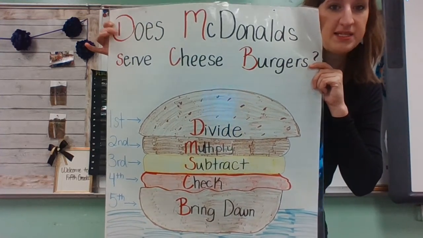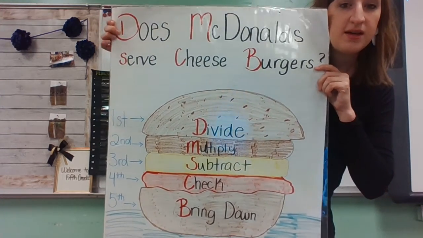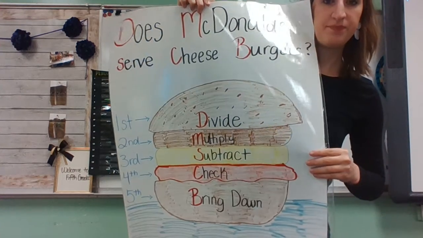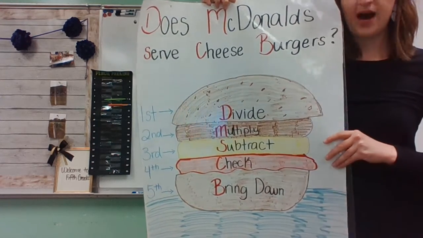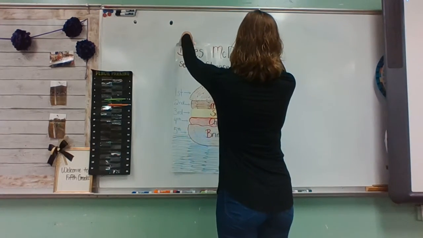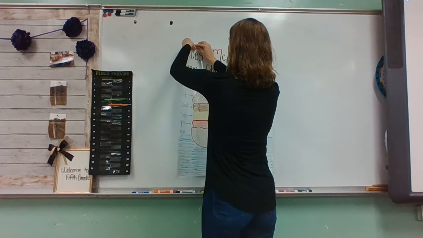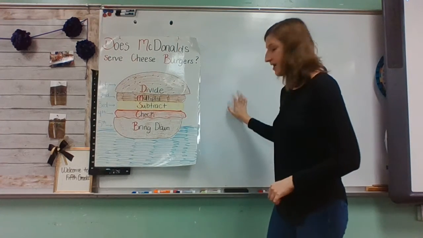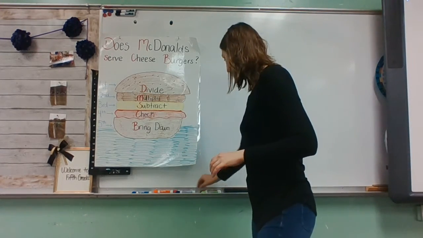So this goofy saying might help us get the order of solving a long division problem right. Divide, multiply, subtract, check, bring down. That is really important for us to remember for the process of completing our long division problem. So I'm going to set this to the side for right now, and I'm just going to look at a couple problems that are in your book as examples.